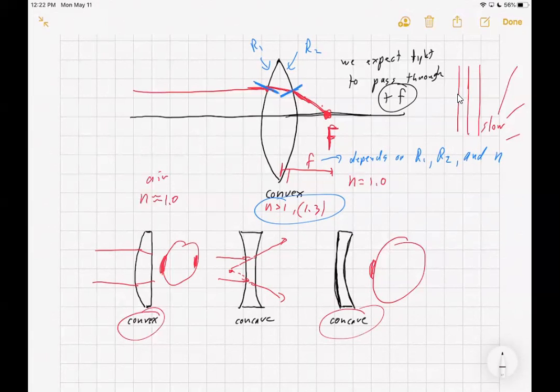Now the focal point is positive when it's on the side opposite of where it came in, because we would expect refracted light to pass through. And if the focal point is on that side, we will say that we have a positive focal length. Okay, so in our next video, we'll start to look at how we form images for convex lenses.